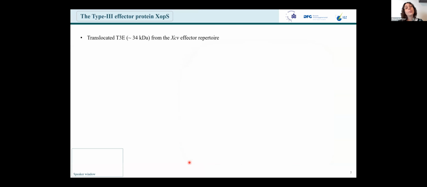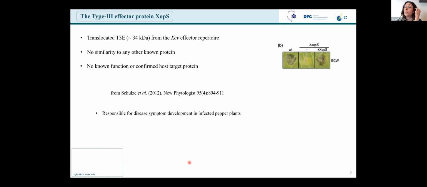So when I started my PhD in 2017, not very much was known about this effector protein. The basically only information I had is, okay, it is a translocated effector that is about 34 kilodaltons in size, but there was no similarity to any other known protein. And back then, there was also no host target protein confirmed for this effector. But actually, XopS wasn't completely uncharacterized because there was a publication from 2012 from the Ulla Bonas lab that could show that XopS indeed is responsible for disease symptom development on susceptible pepper plants.